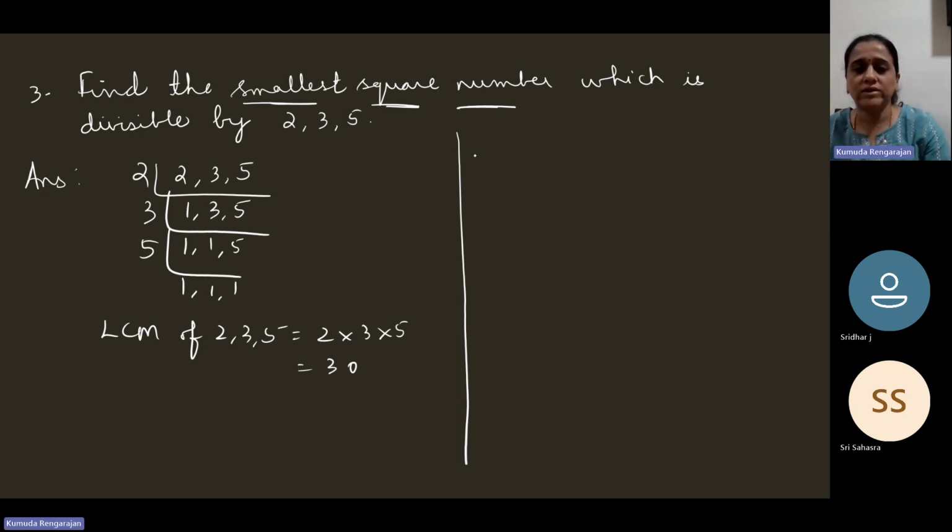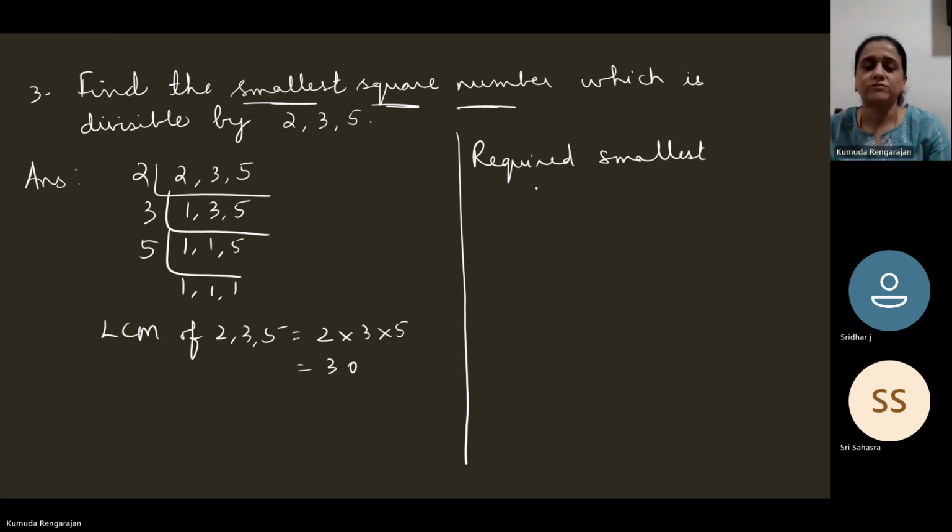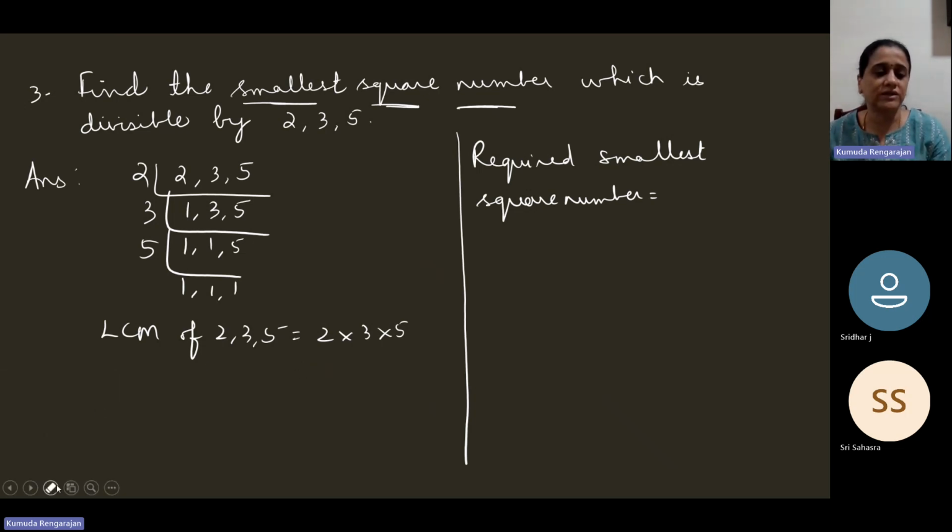So the required smallest square number is equal to, now actually you don't have to find the product of the LCM. You can just leave it like this. LCM of 2, 3 and 5 is 2 into 3 into 5. So the required smallest square number is, this is the LCM, 2 into 3 into 5.